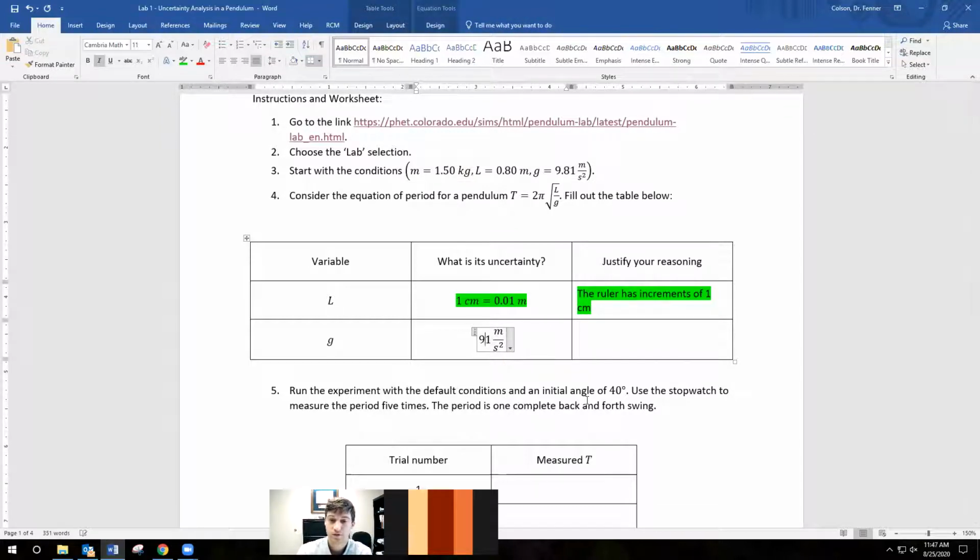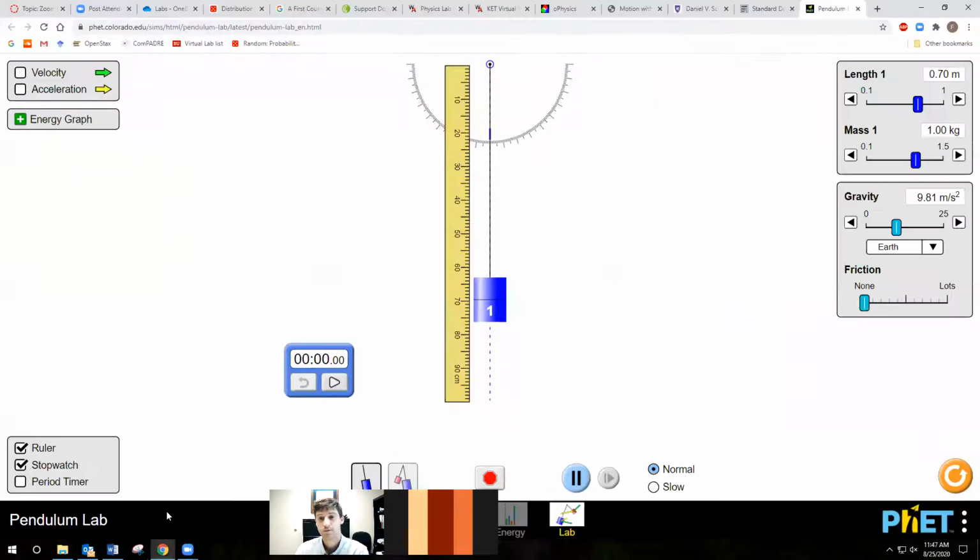So the uncertainty of gravitational acceleration, I would say, is 0.01. You'll note in the simulator, we're not measuring g in the same way that we're measuring length. So we determine the uncertainty in our length by considering the fact that the ruler itself has a limitation of 1 centimeter in its markings. But when we're told the gravity, there's no instrument associated with understanding its uncertainty. We're just given its value as a constant.